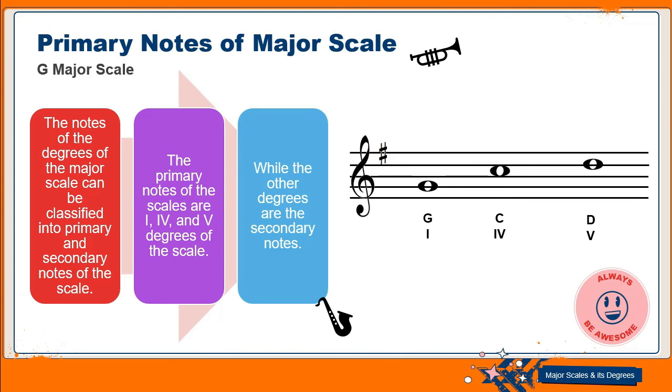You will observe that the rule of knowing the primary notes is the same for every scale. If you know the scale and you can write out the notes that make up the scale, you can always get the primary notes. The primary notes are on the first degree, the fourth degree, and the fifth degree of the scale. And the tonic solfa of those primary notes are do, fa, and so.